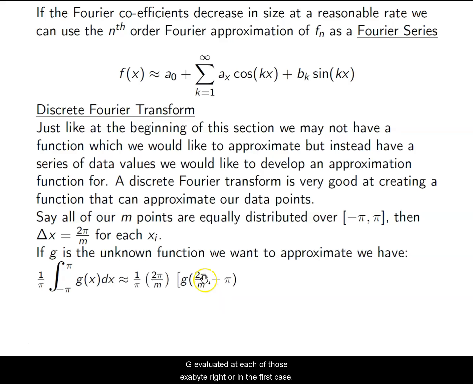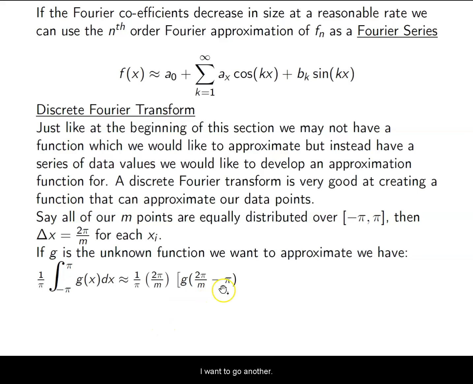Or in the first case, 2 pi m minus pi, right? So 2 pi m minus pi will give you the first value. It will not be negative pi. It'll be the first x value after negative pi, right? That is 2 pi m away from negative pi.